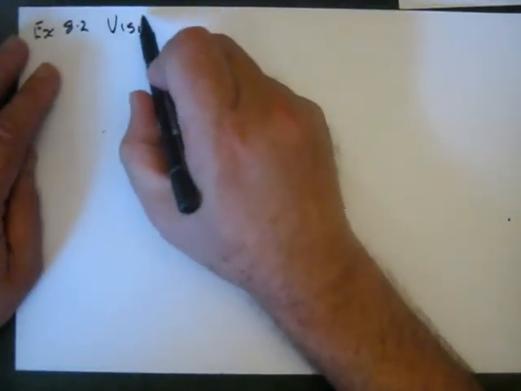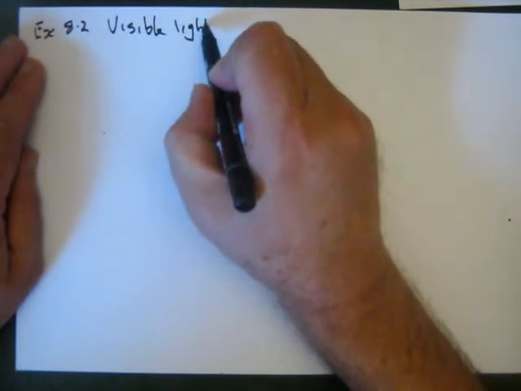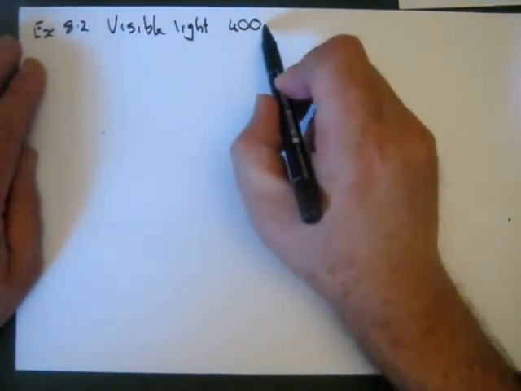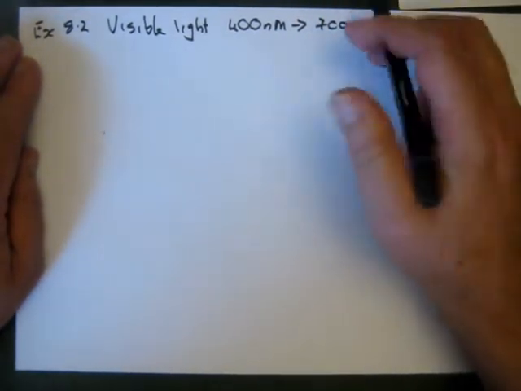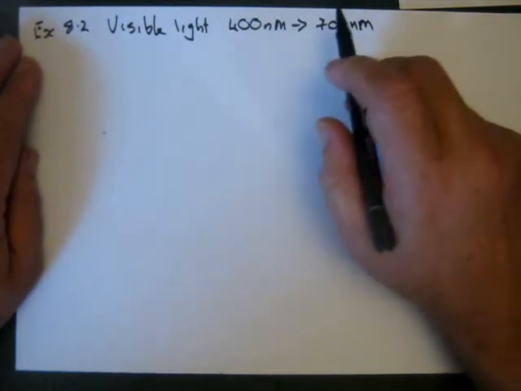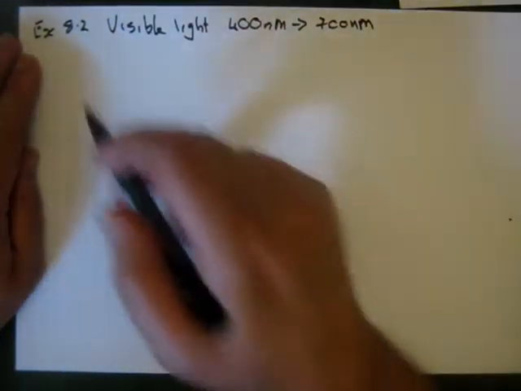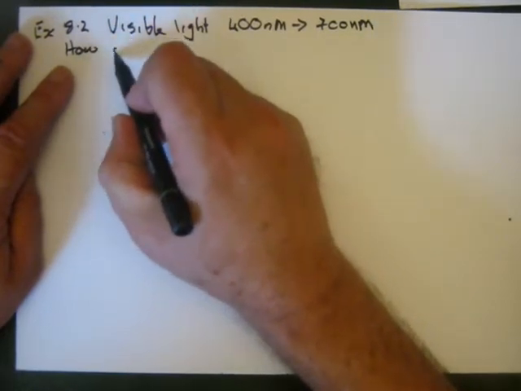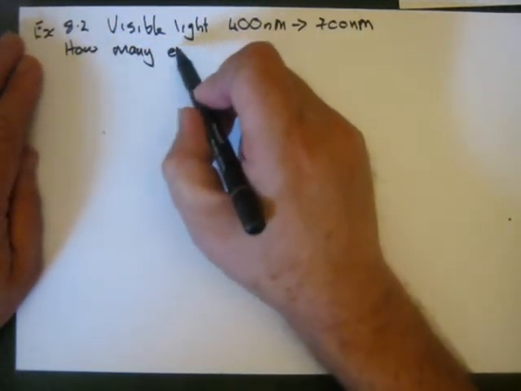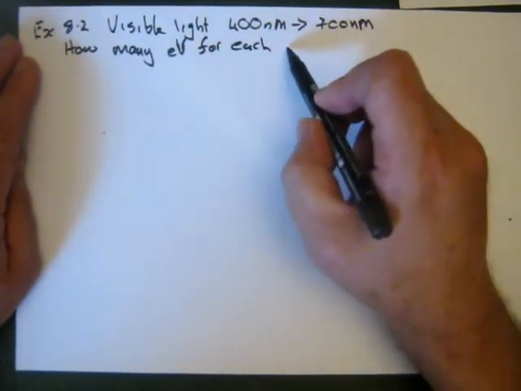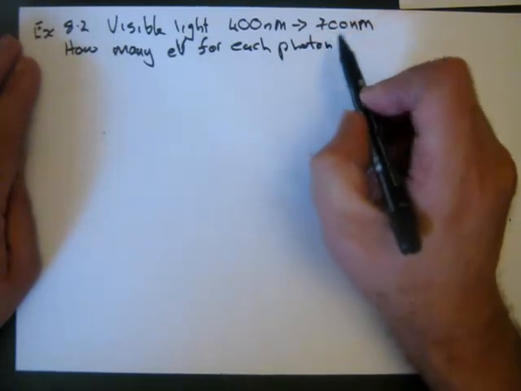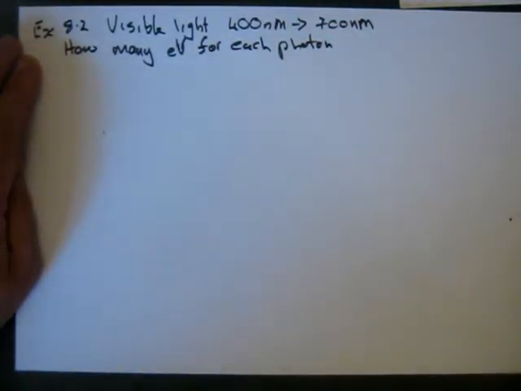So let's actually try exercise 8.2. Now this question says visible light is going to be in the range of 400 nanometers, which is going to be your blue, to 700 nanometers. Well, actually I've got to about 880, but that's going to be much more reddish. How many electron volts for each photon at that range? So each photon is going to have how much energy?